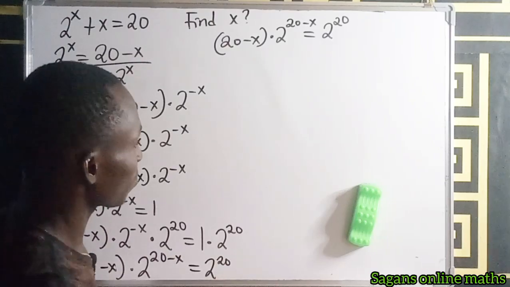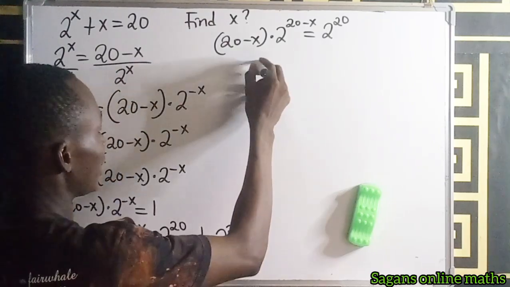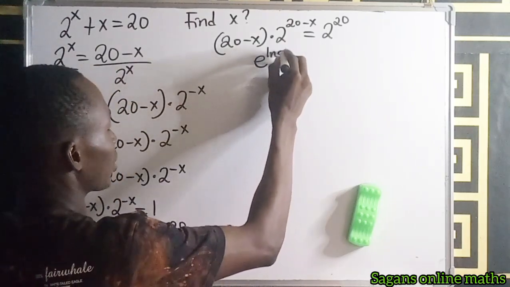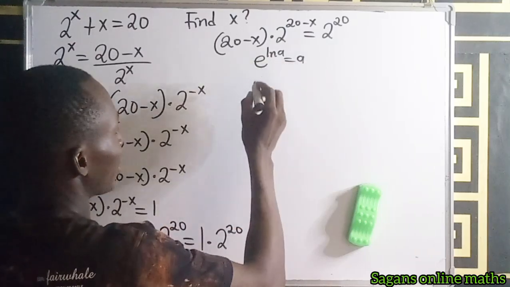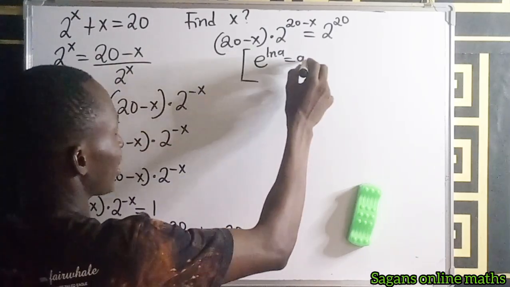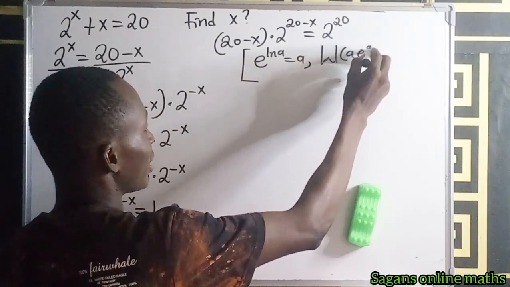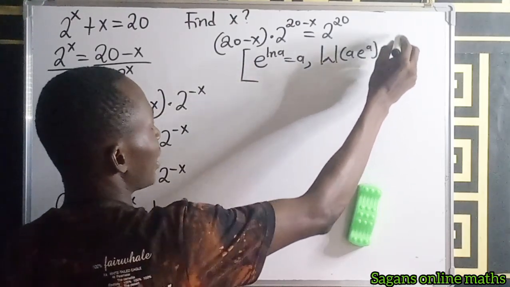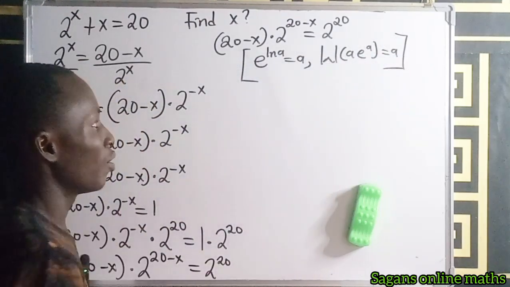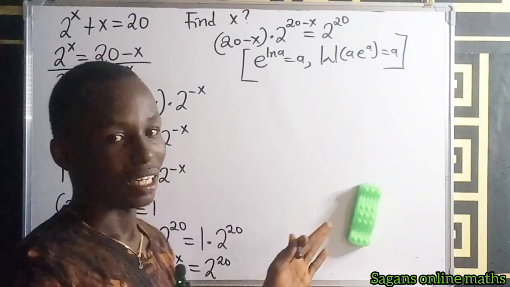Now also remember these properties of logarithm: e to the power of ln a is equal to a. Take note of all this. And again, the real function of ln a multiplied by e to the power of ln a is equal to a. Now these are what you take note of. These are fundamental functions. You have to take note.